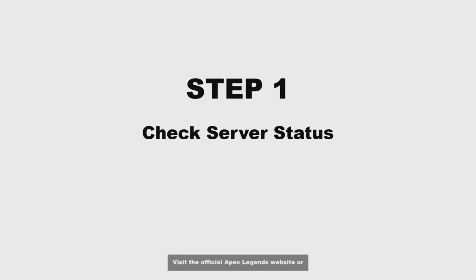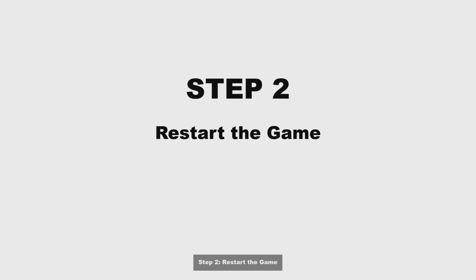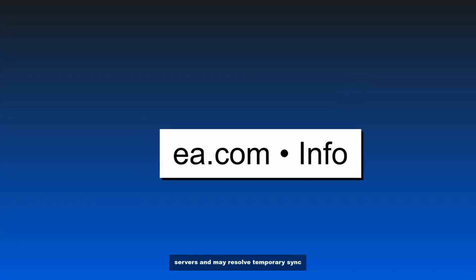Step 1. Check server status. Visit the official Apex Legends website or social media channels to check if there are any ongoing server issues. Sometimes, sync problems can be caused by server outages. Step 2. Restart the game. Close Apex Legends completely and restart it. This can refresh your connection to the servers and may resolve temporary sync issues.